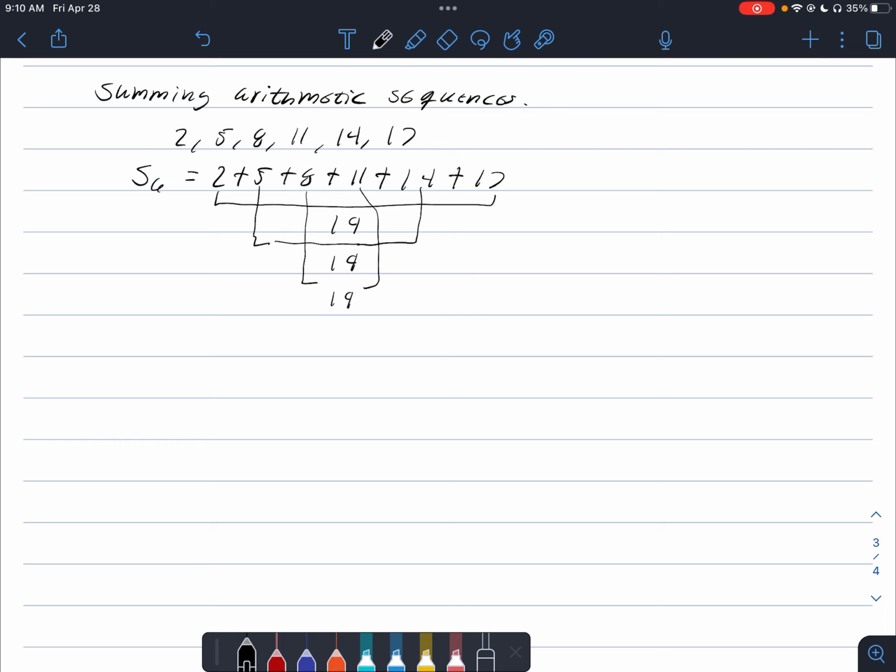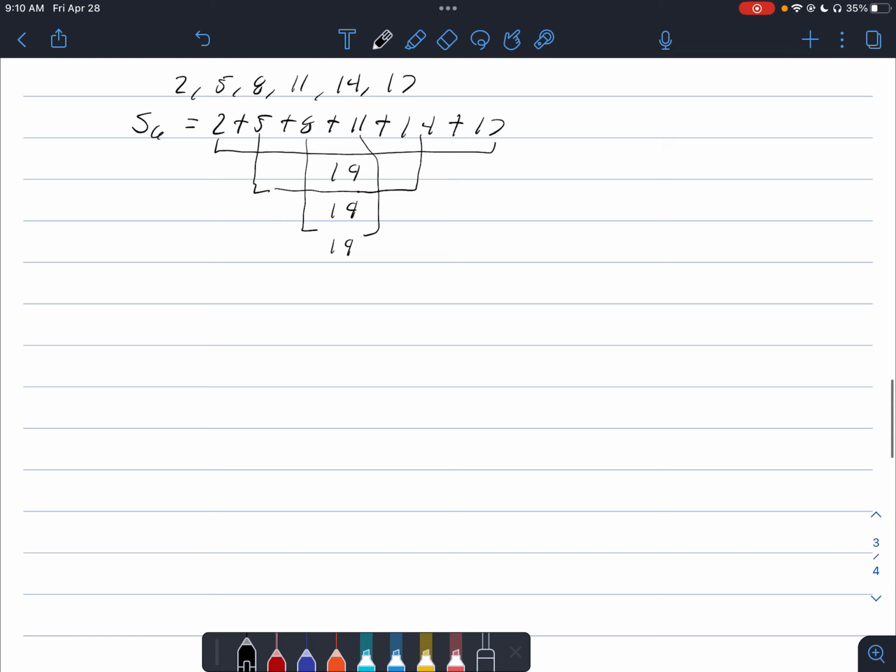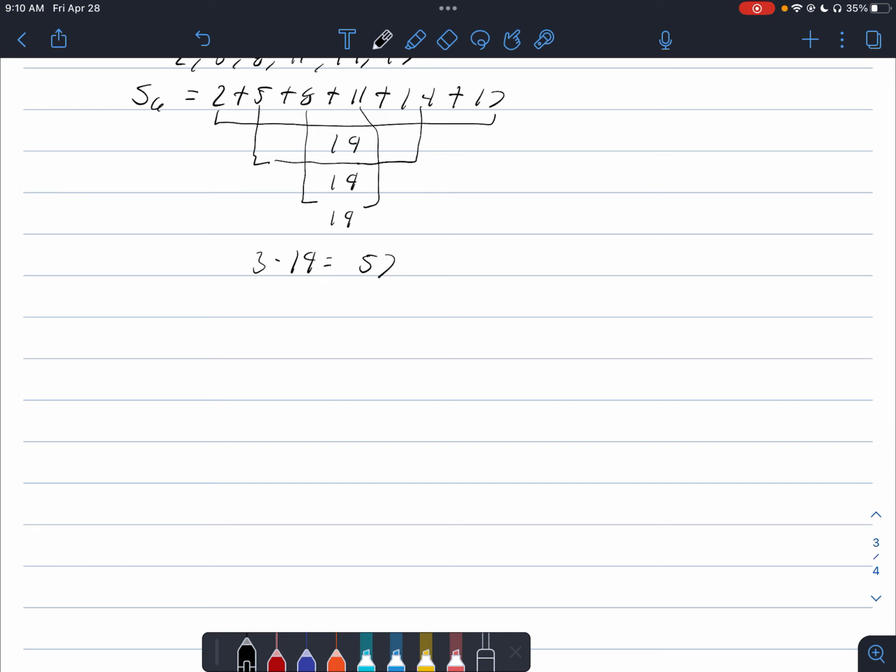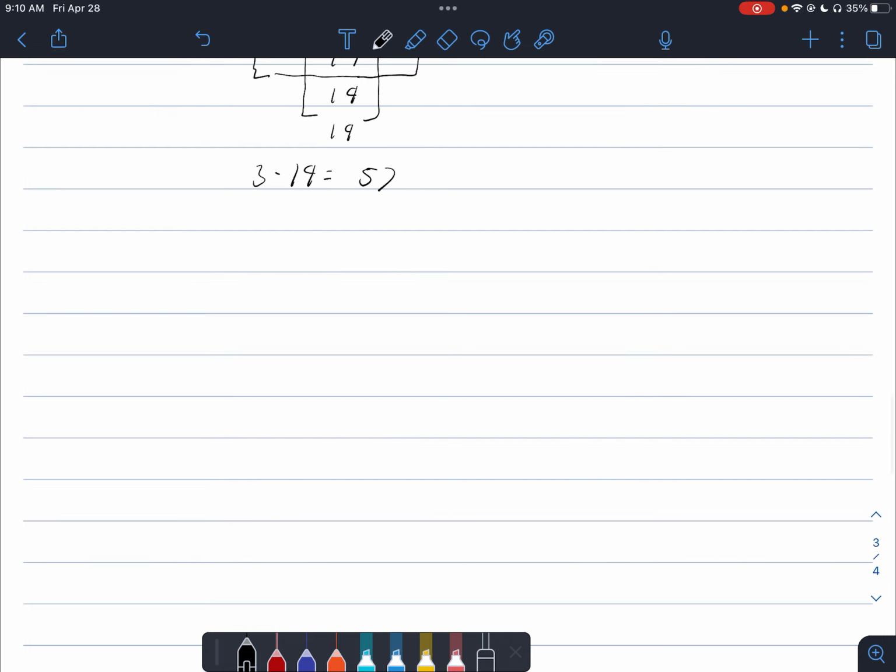Okay, so now what we know is S sub 6 consists of 3 pairs of numbers that sum to 19. So how we can think of this is we have 3 terms that sum to 19, so we have 3 times 19, and that's going to give us 57. So if you want to double check me on that, run these numbers through a calculator. But what we're going to find is the sum of this sequence up to the sixth term is going to be 57.